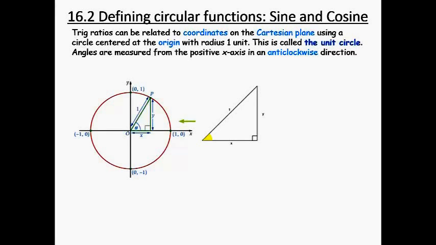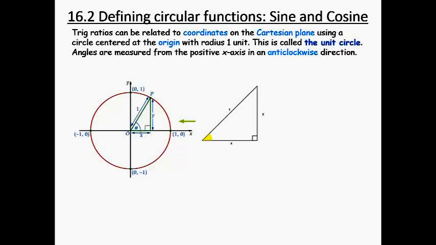Okay, we're going to take a look now at how we relate trig ratios to coordinates of the Cartesian plane. We do this using a circle that is centered at the origin and has a radius of 1. We call this the unit circle.